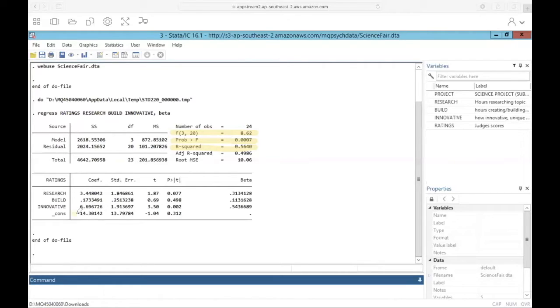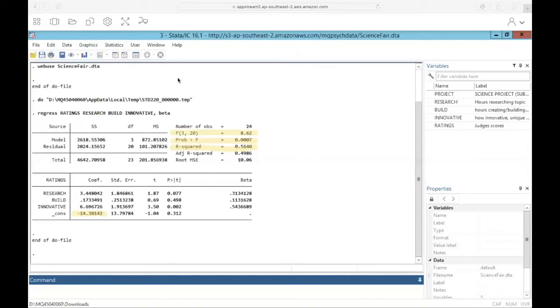And our constant coefficient here, that's our y-intercept. So when somebody spent 0 hours building, 0 hours researching, and has an innovation score of 0, we would predict a judge rating of -14. Now, it's okay that the y-intercept doesn't make any theoretical sense. Again, this is just the predicted judge rating if somebody didn't submit anything based on our model fit.